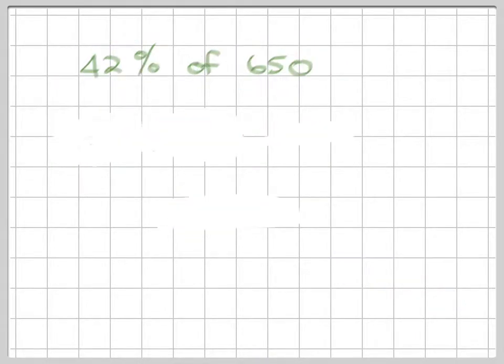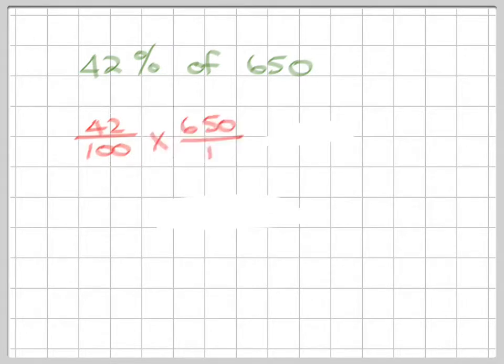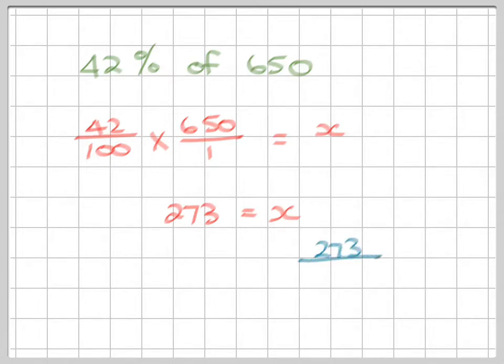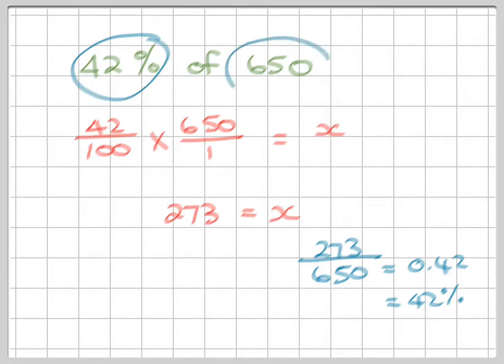Let's do one more. We're going to look at 42% of 650. The first thing we're going to do is put 42 over 100. The of becomes a times, and 650 goes over 1, and then our unknown is on the other side. That's our part, which we are working out. And we found that it was 273. And if you put 273 over your whole, which was 650, your calculator would give you an answer of 0.42, which is equal to 42%. And that is what we were working out. The 42% of 650 equals 273.